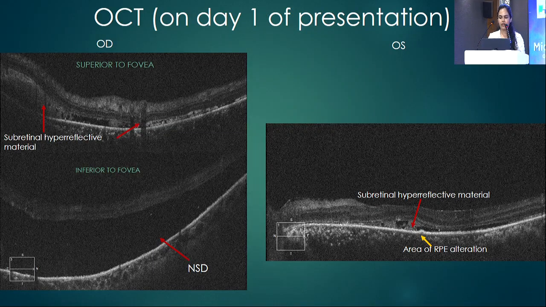The OCT on day 1 of presentation showed massive subretinal hyperreflective material and neurosensory detachment. In the left eye also, there were some areas of RPE alteration and subretinal hyperreflective material.